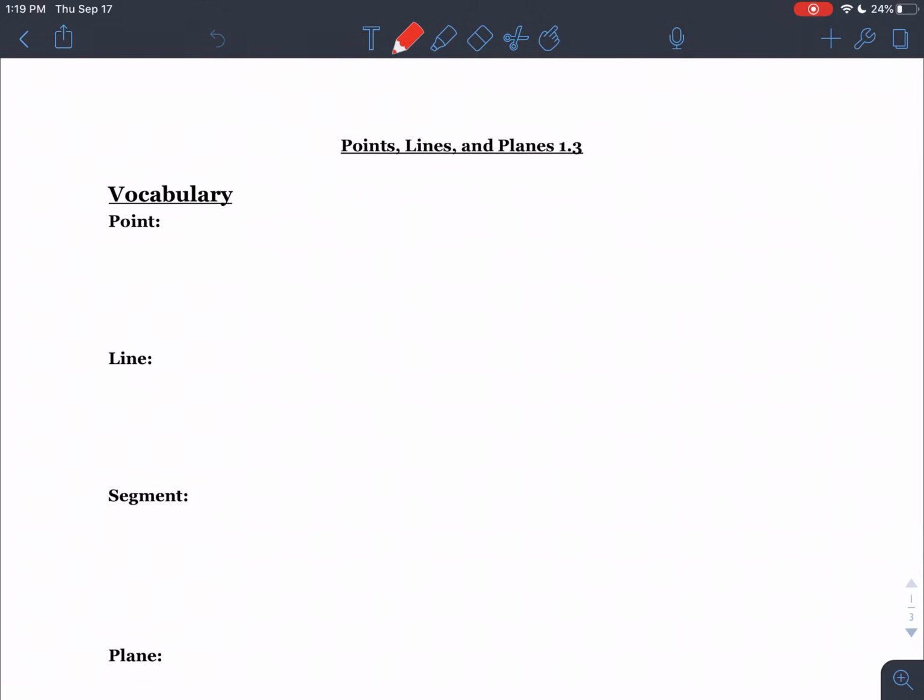So the first thing we want to talk about in geometry is the basis of everything we're going to do, which is points, lines, and planes. So the smallest thing that we're working with in geometry is a point. And that's something that has no dimension and is represented by a dot.